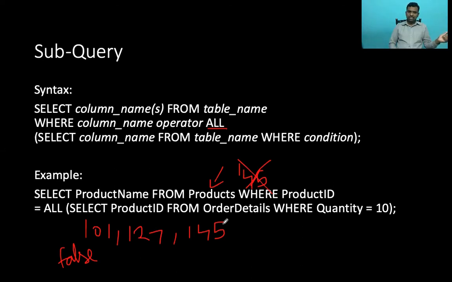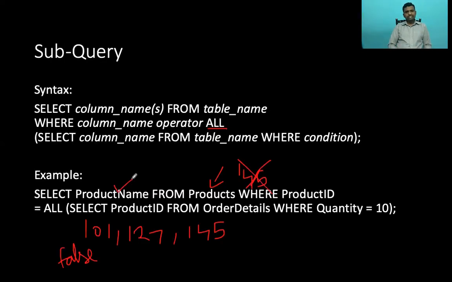But in the previous case of ANY, it will say true, because if any one matches, no problem for ANY. But for ALL, everything should be present there. If even one is not there, it will say false and nothing will be printed, right? So this query will not get executed. Nothing will be printed. You with me, right? So these are the things that I want to say about subquery, right?